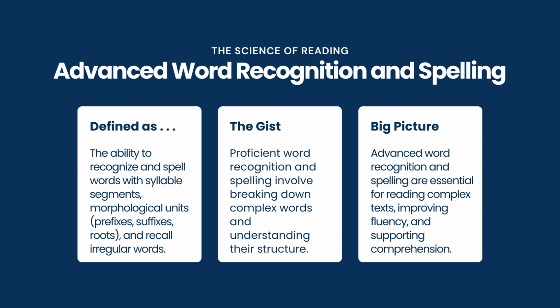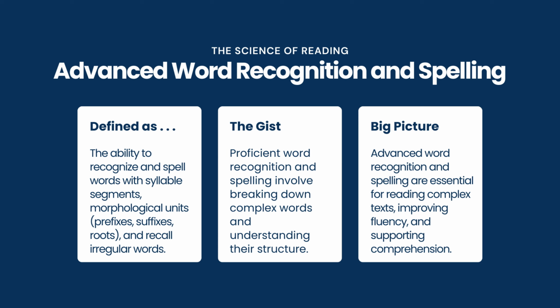Let's dive into the topic of advanced word recognition and spelling. At its core, this involves recognizing and spelling words with syllable segments, morphological units like prefixes, suffixes, and roots, and recalling irregular words. Here's the gist. Advanced skills in word recognition and spelling allow students to tackle complex words with ease. This not only improves fluency, but also supports their comprehension of more challenging texts.